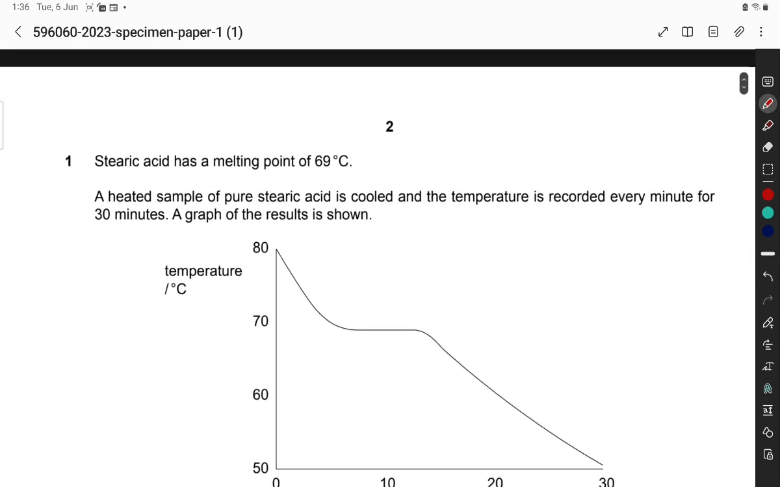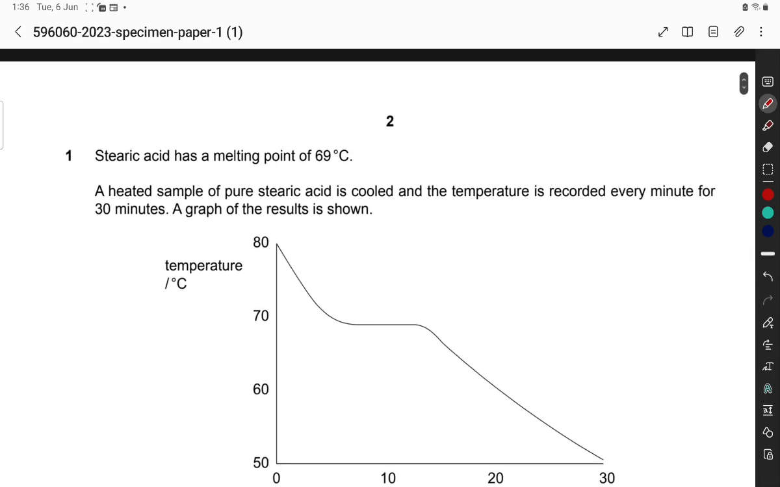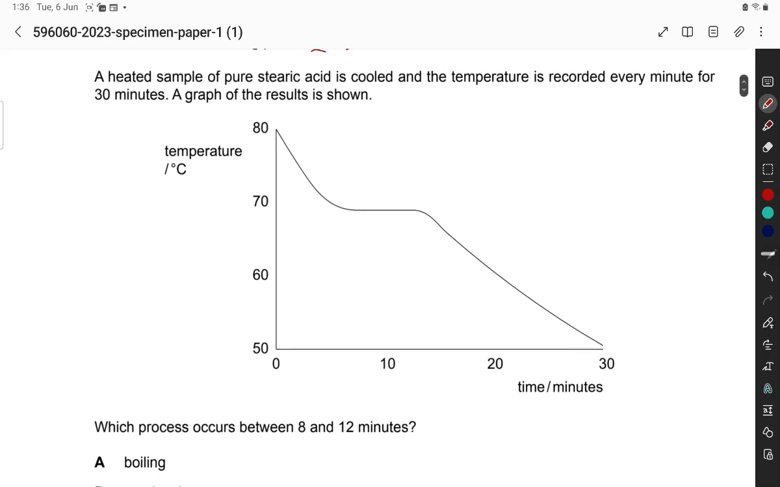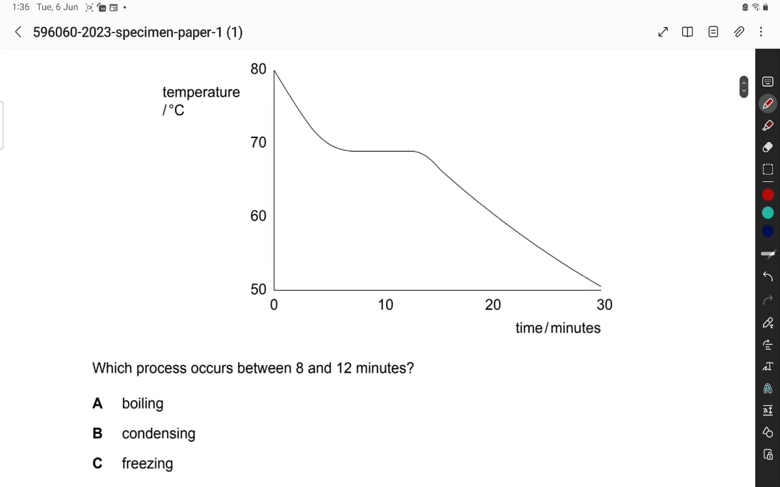Now let's start. Stearic acid has a melting point of 69 degrees centigrade. A heated sample of pure stearic acid is cooled and the temperature is recorded every minute for 30 minutes. A graph of the results is shown. Which process occurs between 8 and 12 minutes? This is 8 minutes and this is 12 minutes.